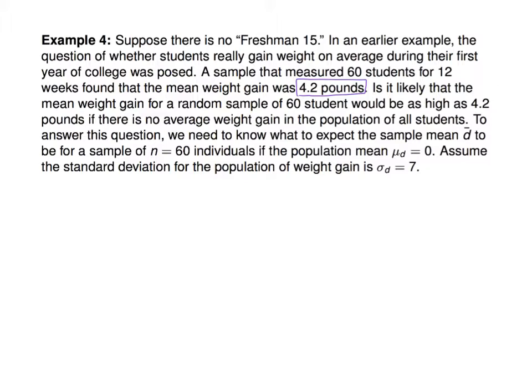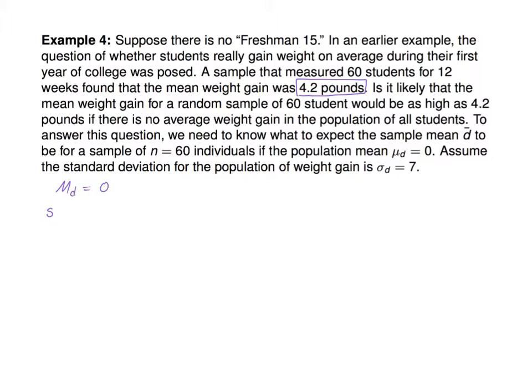To answer this question, we need to know what to expect the sample mean D bar to be for a sample of n equals 60. Why do I assume mu d is equal to 0? Because I'm assuming there's no difference or no gain. And we are just going to pretend that the standard deviation is 7. I don't know where they got this from, they just picked a number. So we have mu sub d equals 0.